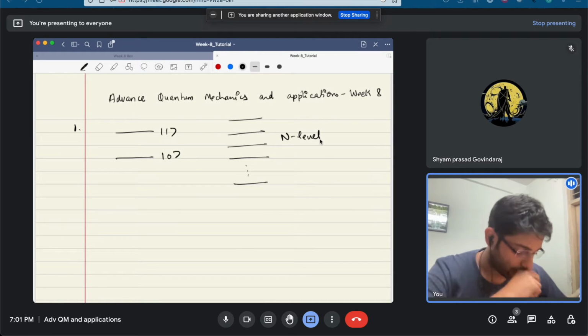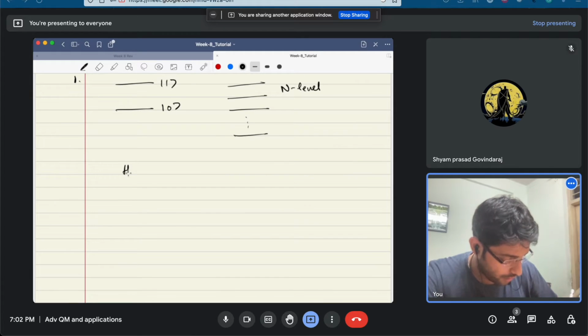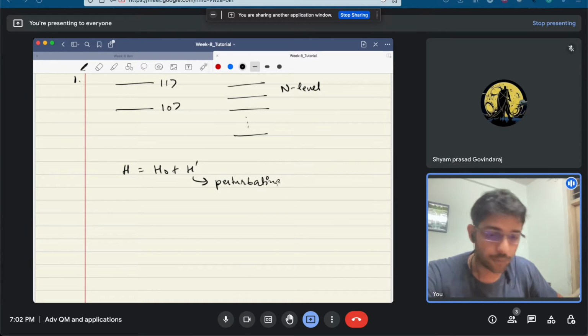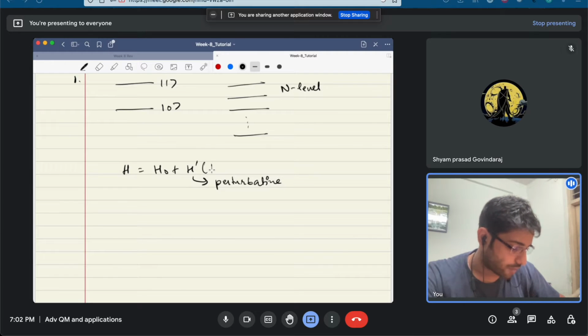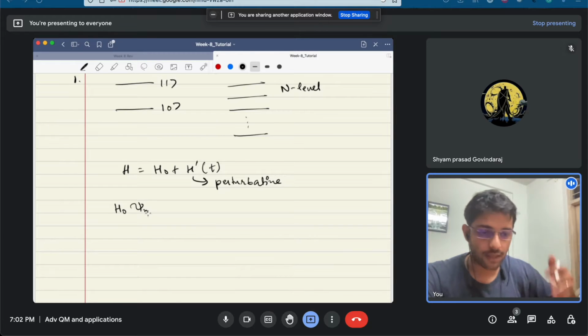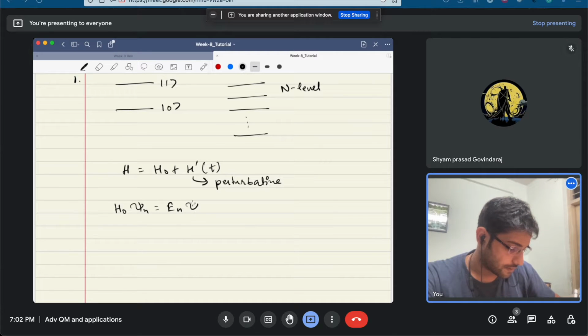First of all, we have our Hamiltonian in the perturbative form. H prime is the perturbative part, and H naught is the non-perturbative part, and H prime is a function of t. Let's write the givens: H naught psi n, where psi n is the wave function for all the n states, equals En psi n.